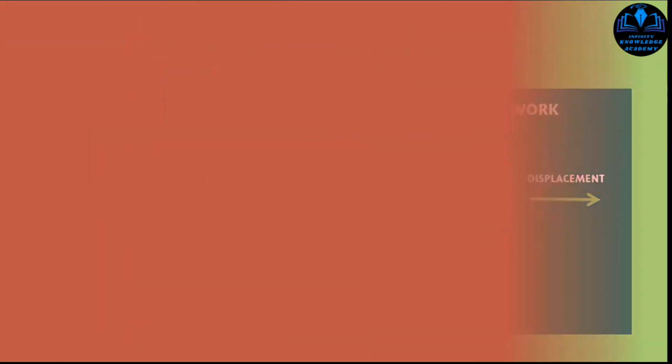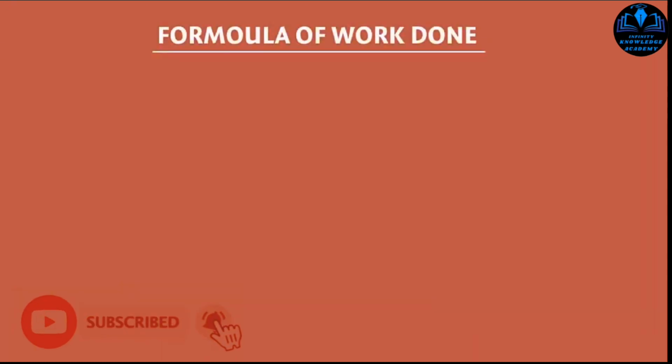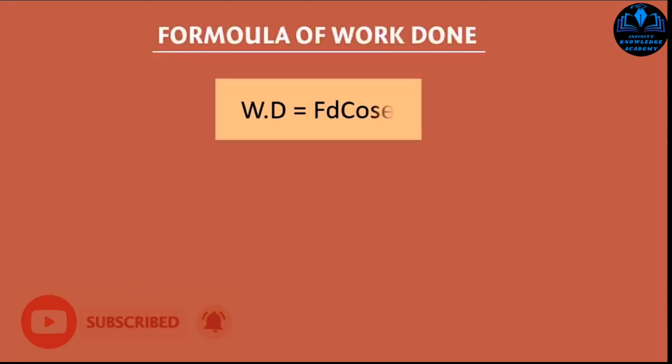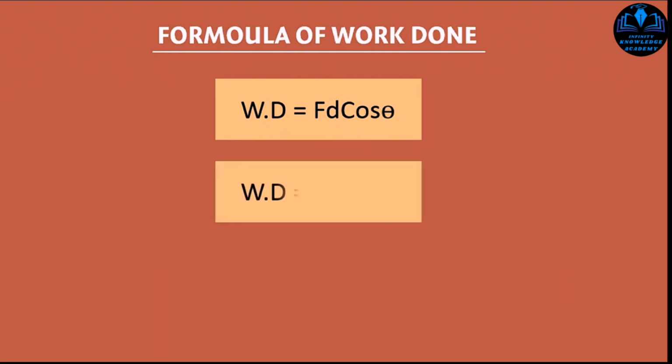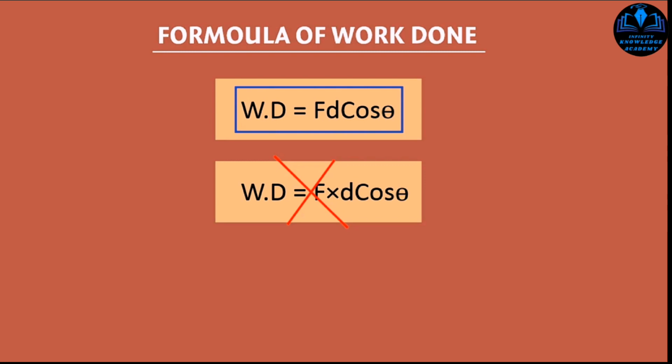Now let me discuss the formula of work. The formula of work done is equal to F dot d cos theta. If someone writes F cross d cos theta, then this is the wrong formula, because work done is a dot product. Work done is not a cross product.